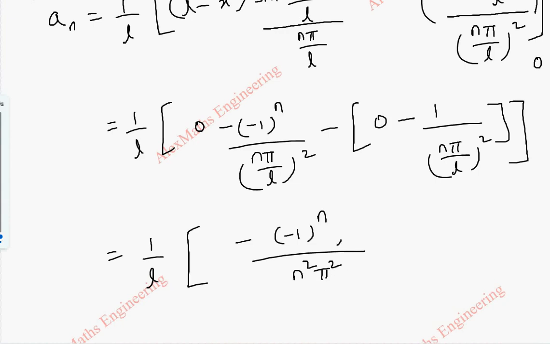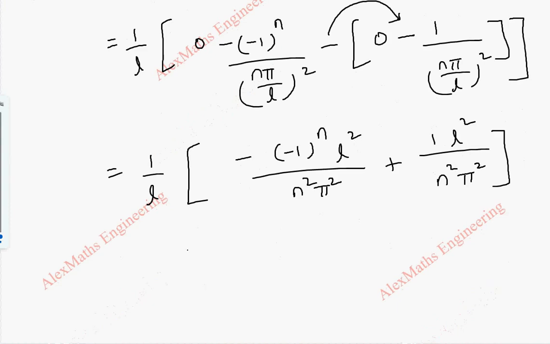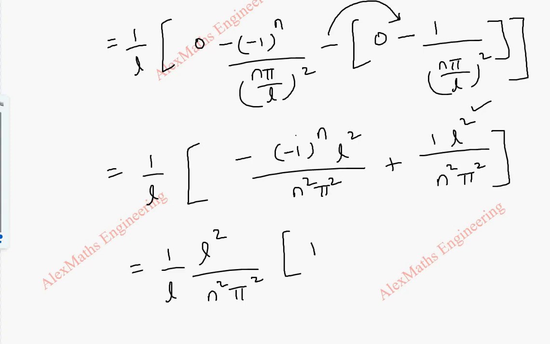So that L square I can take to the numerator, and this minus will become plus when I take it inside. So 1 by n square pi square into L square. Now totally we can take the common L square by n square pi square. After that this term becomes 1, and this is a negative term, so I am writing it as a second term. So minus 1 whole power n.